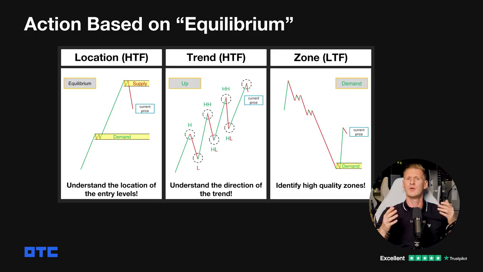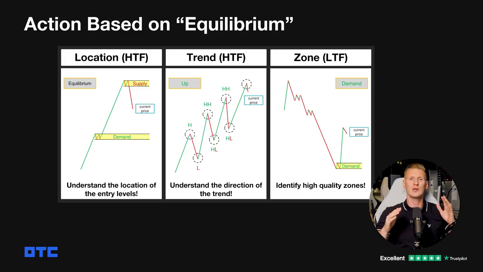Let's put this into a visual context before moving into practical application. Imagine we have completed our analysis, and here's what we've observed. Current price location: the price is positioned in equilibrium in terms of the higher time frame, HTF, location. Trend direction: our objective tools have confirmed an uptrend on the HTF. Lower time frame, LTF, zone: we have identified a demand zone on the LTF, which aligns with the HTF equilibrium and the HTF uptrend.